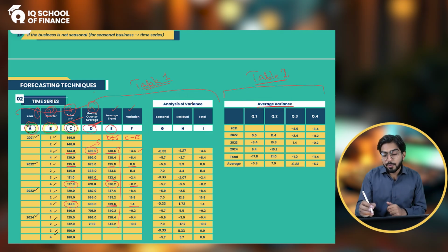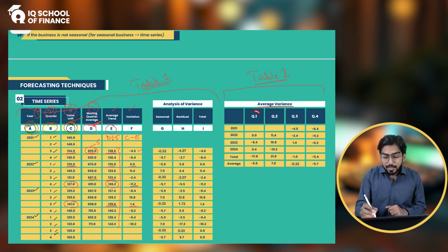So sir, what about the average variation or the average variance? How is this table constructed? That's very simple. See here, quarter 1, quarter 2, quarter 3, quarter 4. Here we have the years 2021, 2022, 2023, 2024. So in columns we have quarters, and in rows we have the years. Now you are going to feed the variation values in all the respective cells.